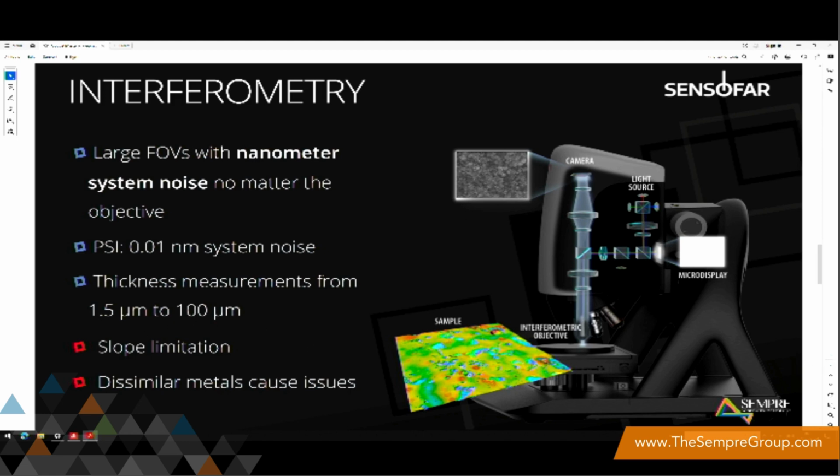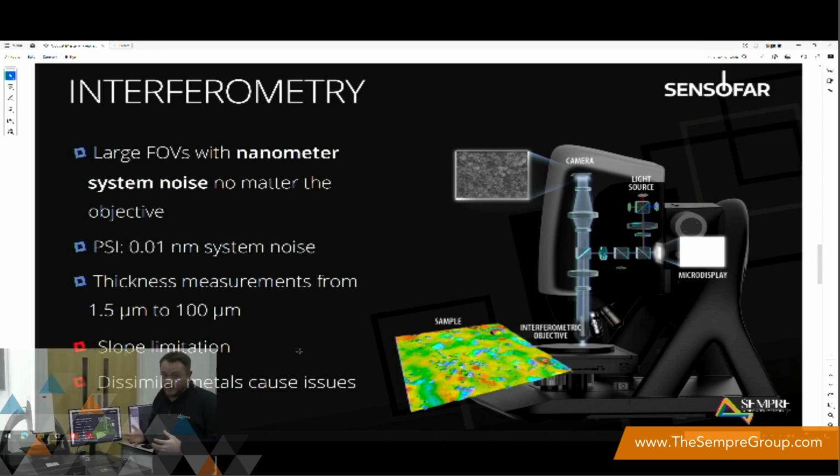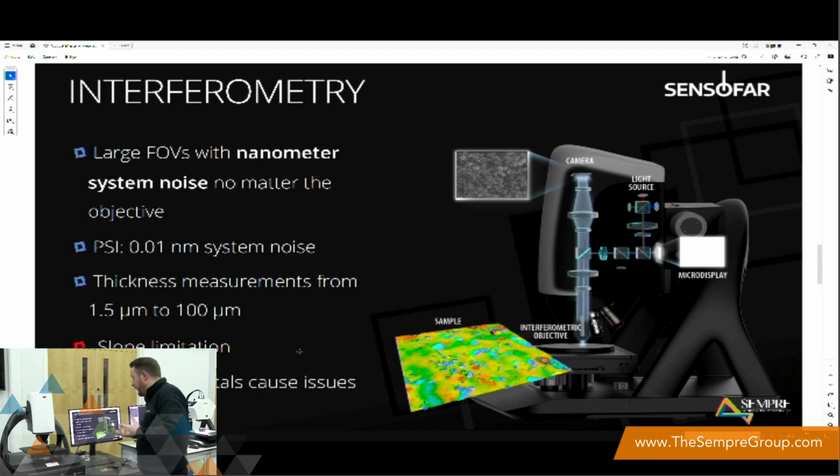When we talk about some of the limitations related to interferometry, the reason that the Sensofar system has the confocal and the focus variation is for specific types of samples, so that we can cover a much broader range of applications. And when we look at slope limitations, we don't see the same slope acceptance as when we look at focus variation and confocal. So that's why we have the ability to change between those techniques.